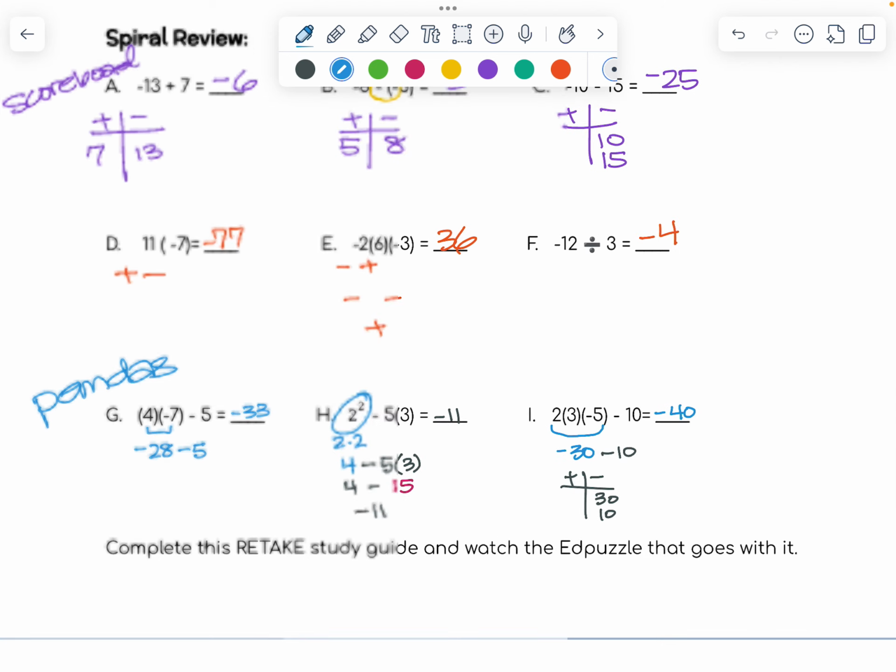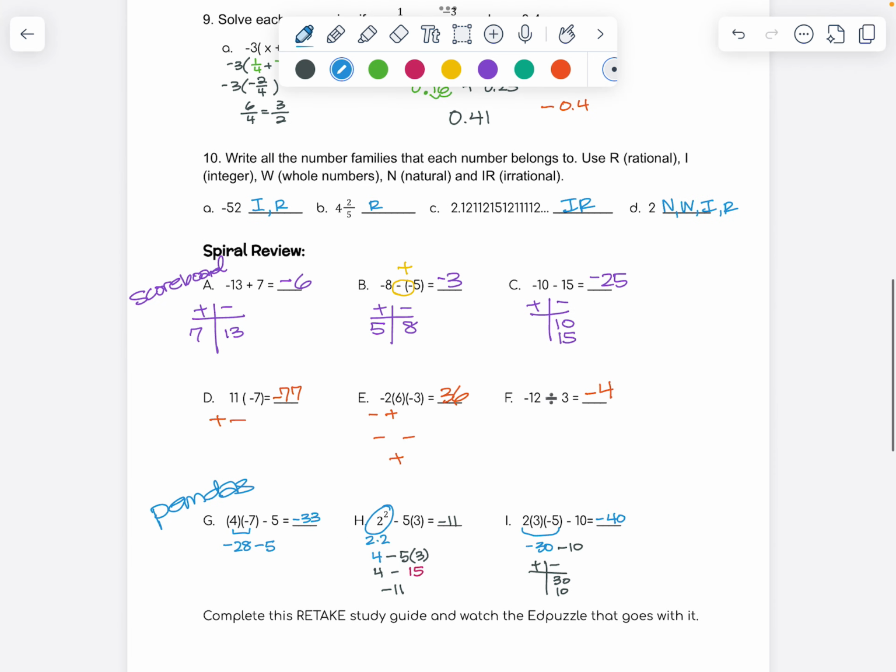Ta-da! All right, the secret to doing well in math is to practice those awful problems that give you trouble. Do them more than once. They become easier and you get even faster.